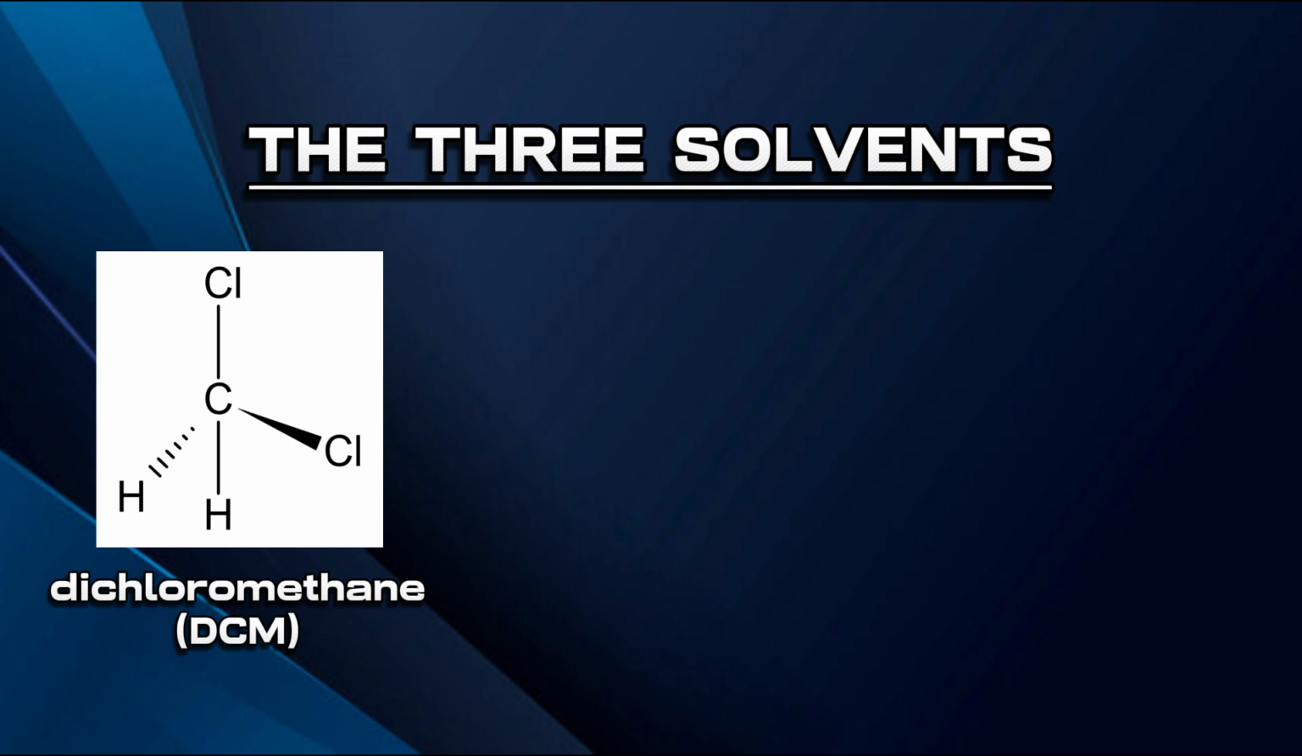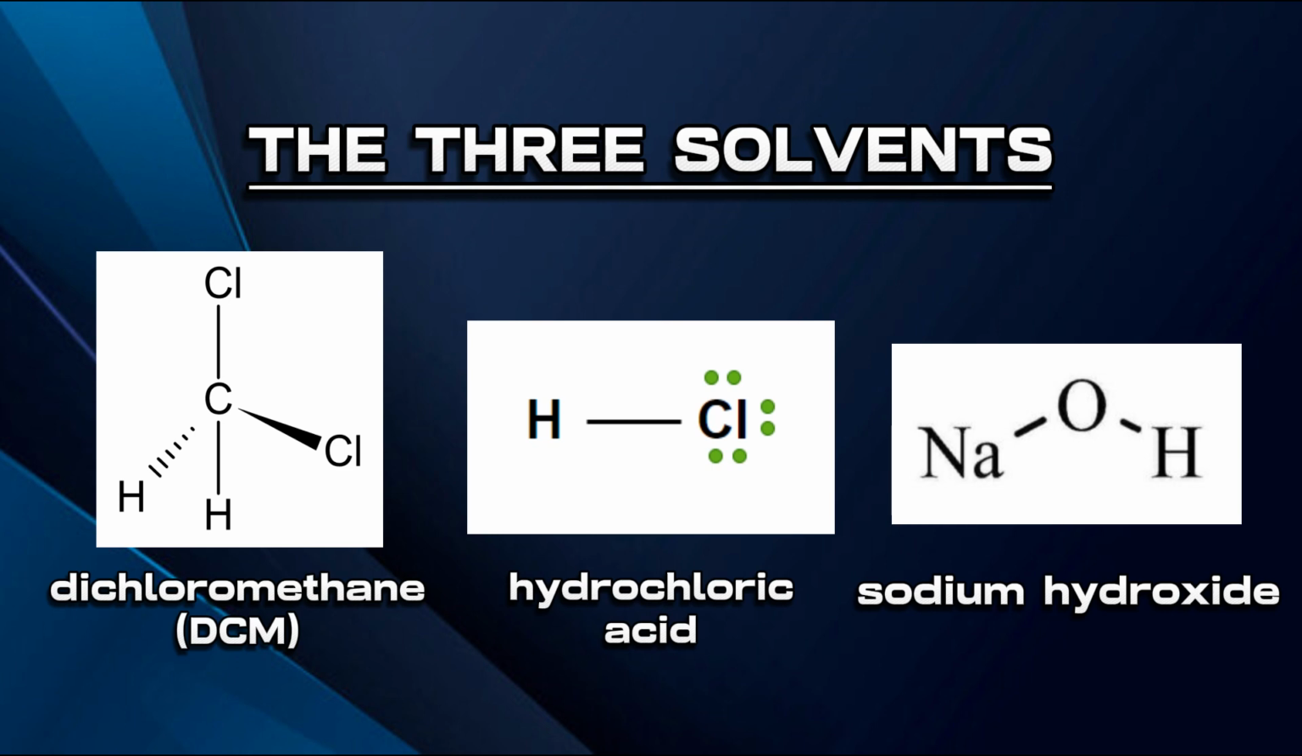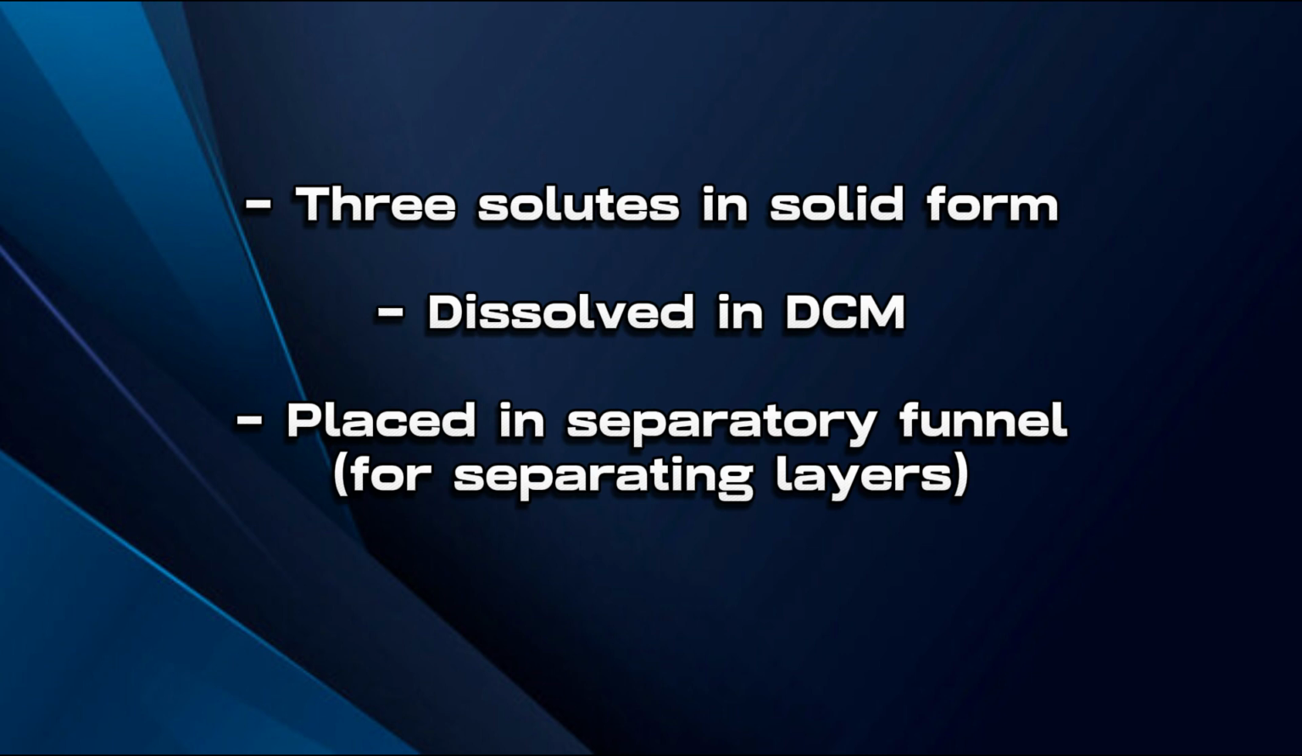The solvent does not change or become modified for the entirety of the experiment. The other 2 are hydrochloric acid and sodium hydroxide. This will form 2 separate aqueous layers that will be denser than our organic layer, and you will see how that looks in a later video. To break down this reaction in full, our 3 solutes will first be in solid form. When we dissolve them in the organic solvent DCM, each of the solids will fully dissolve.